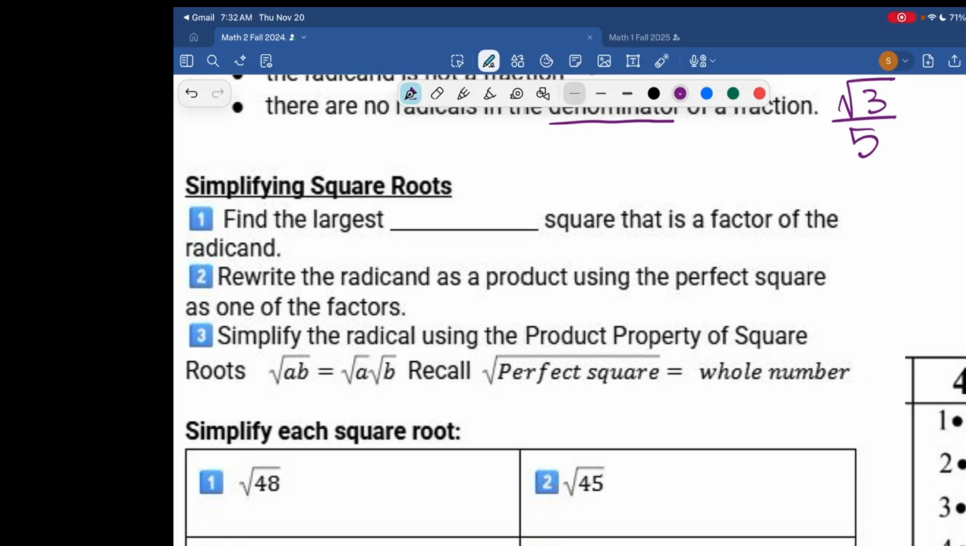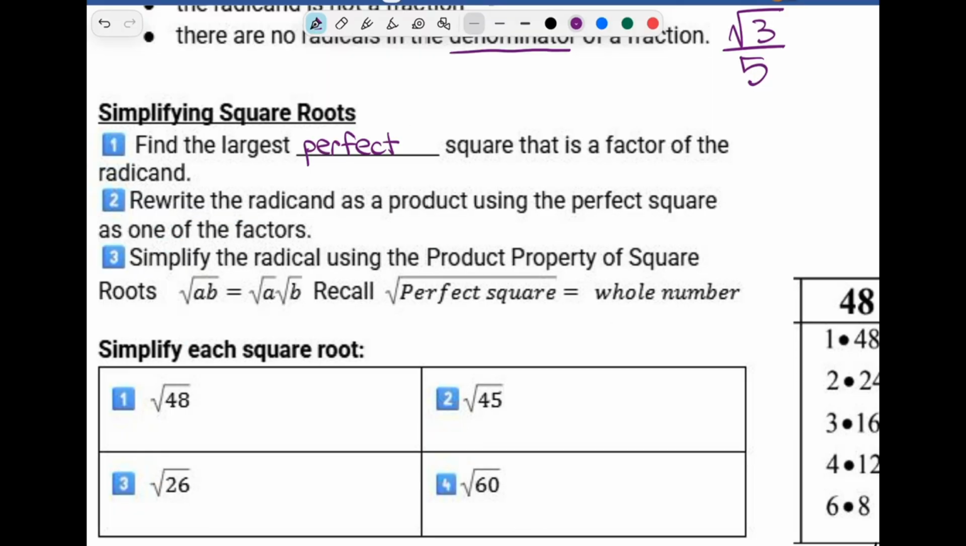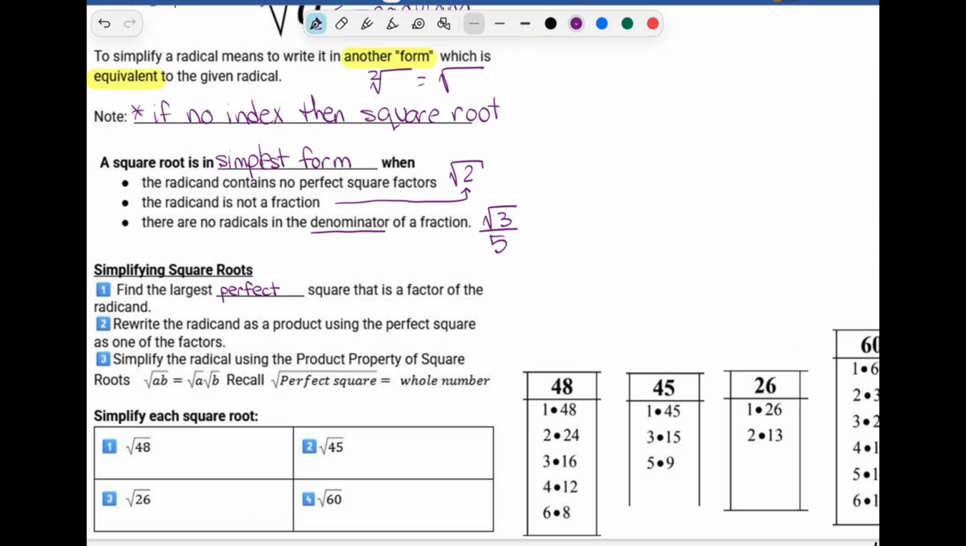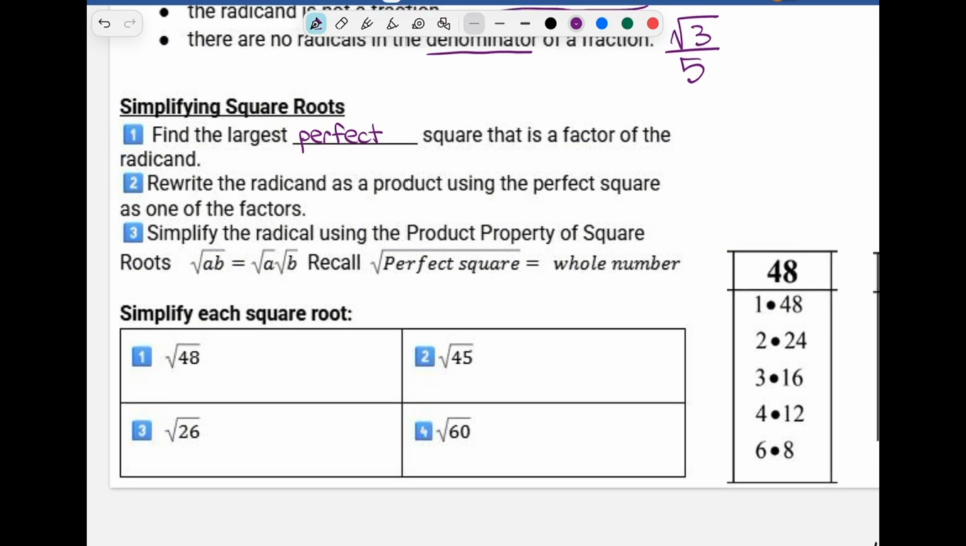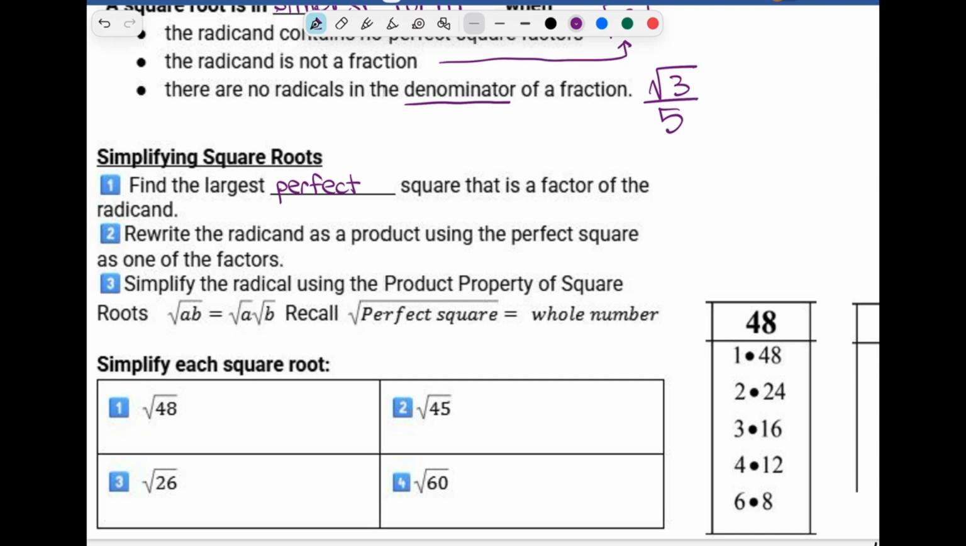So how do we do this? First of all, you find the largest perfect square that is a factor of the radicand. Okay, so what does that mean? I'm going to look at 48 here. And when I look at 48, I have a 16. That is the largest perfect square. Note, 4 is also a perfect square, but 16 is larger.